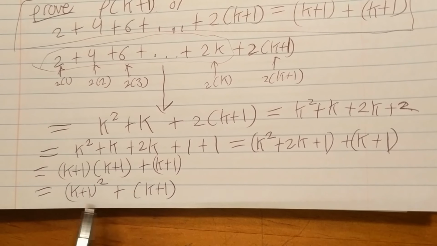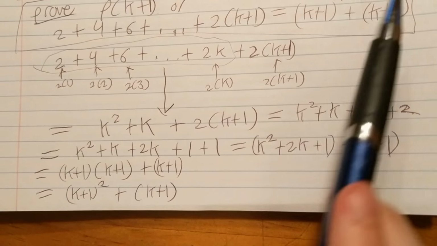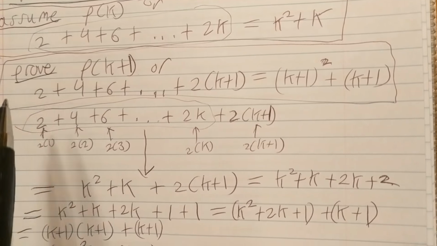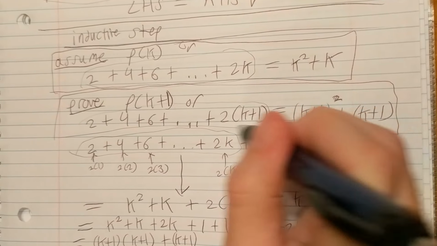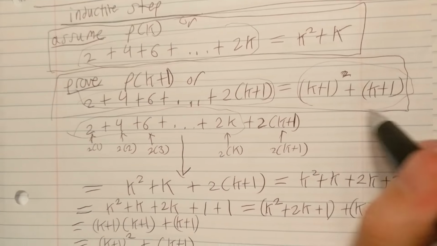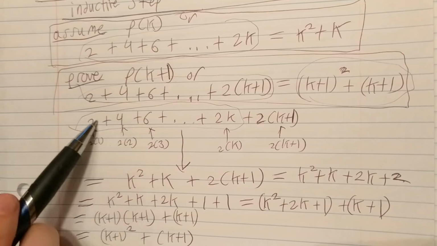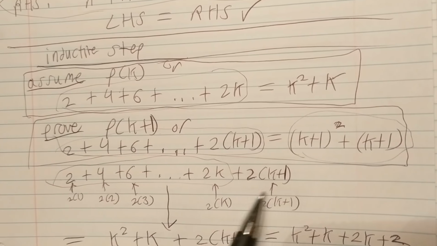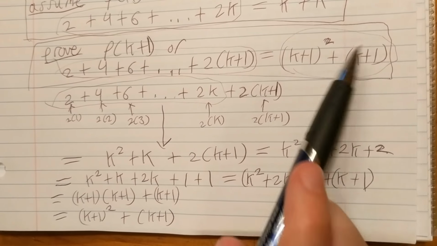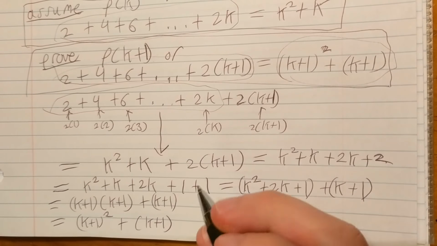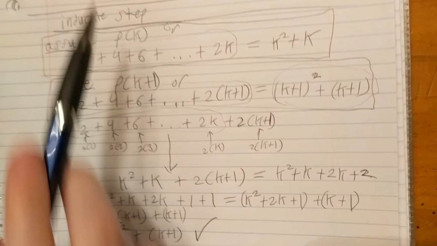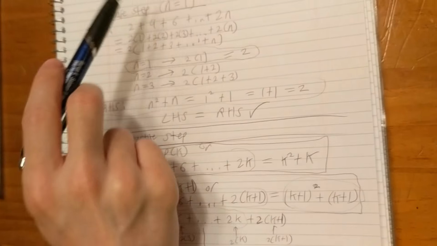But wait, this right here we ended up with is exactly what we wanted to end up with, what we were trying to prove. We were trying to prove that this left-hand side is equal to this right-hand side. Well, we started with this left-hand side right here. We substituted our inductive hypothesis, and then we ended up with the right-hand side we wanted to end up with. So we have proved the inductive step. Now, since we proved both the base step and the inductive step, we proved the original statement.